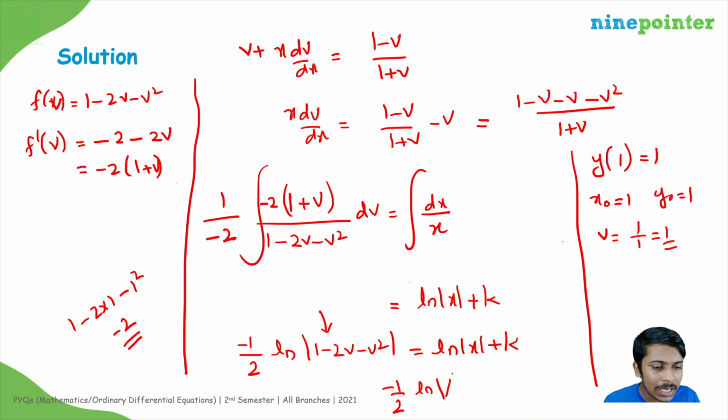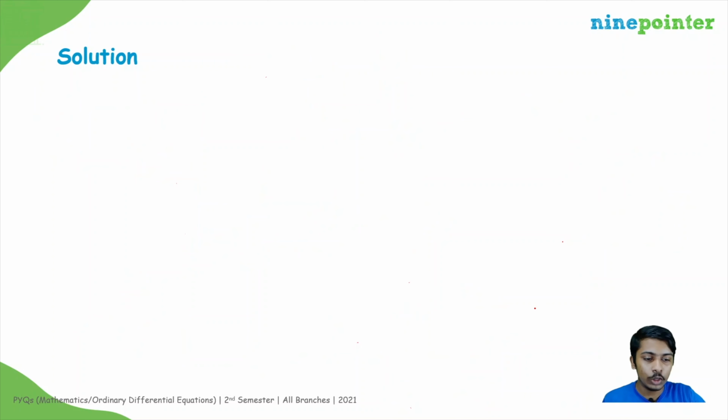So instead of minus v square, I will have v square there. Instead of minus 2v, I will have plus 2v, and instead of plus 1, I will have minus 1, and modulus sign is no more needed. Okay, that is equal to log mod x plus k. Fine. Now let me just rewrite this in the next page and continue.